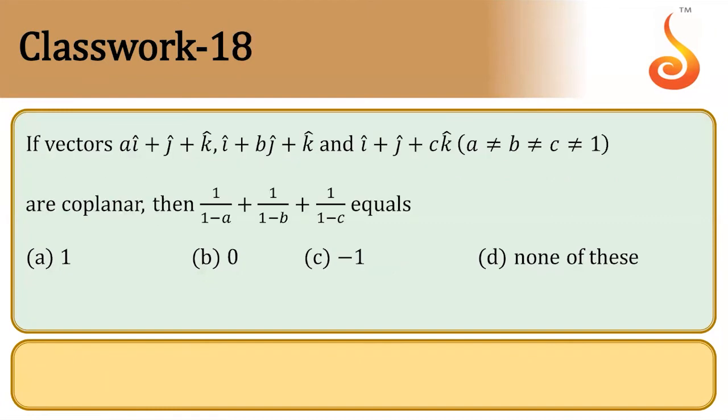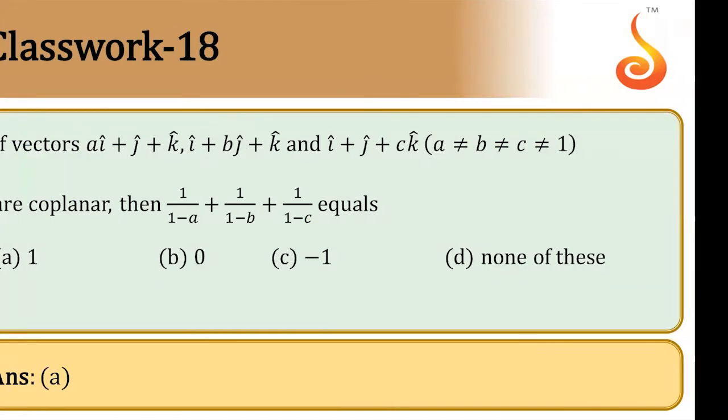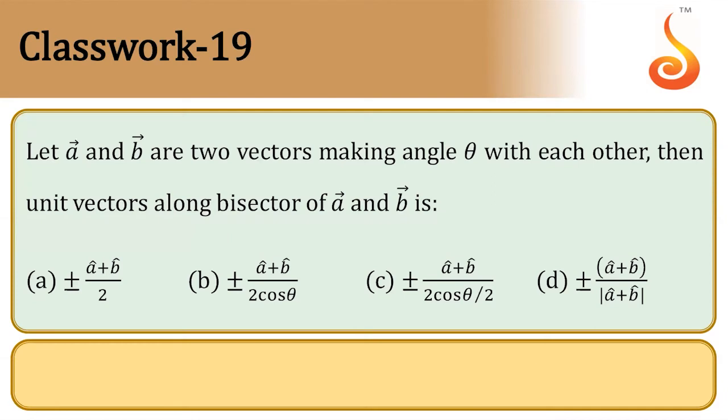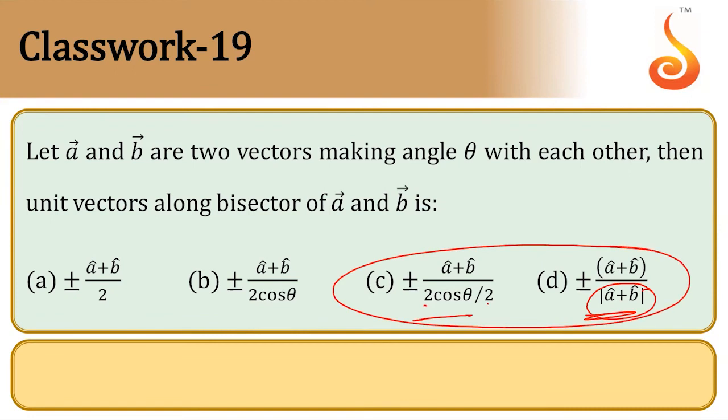19th question. This is a formula. A bar and B bar are two vectors which make an angle theta with each other. Then what is the unit vector along the bisector of the angle between A and B? C and D are both correct answers. This is a property, because the modulus of A cap plus B cap is 2 cos theta by 2. Both are correct only.